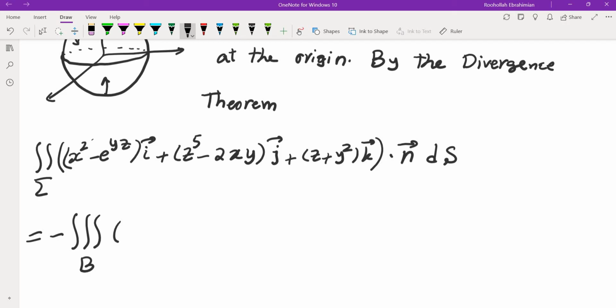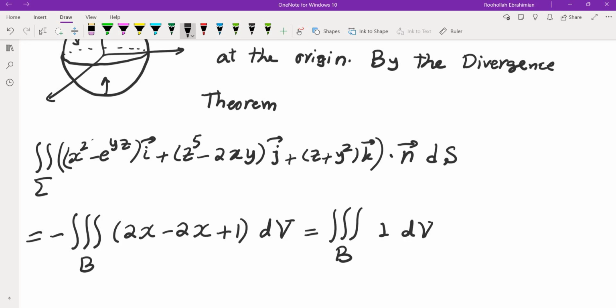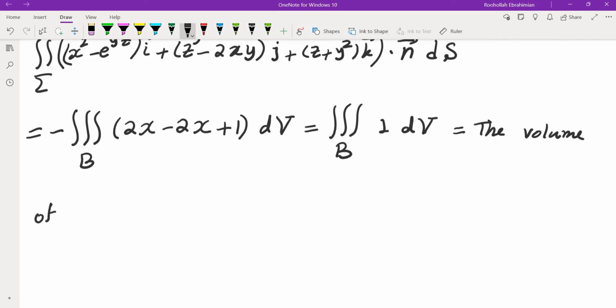So we'll have to take the derivative of the first component with respect to x. That would be 2x. The derivative of the second component with respect to y would be minus 2x. And the derivative of the third component with respect to z is 1. And this is going to be the triple integral over B of 1 dV, which is the volume of B. So what is the volume of a sphere? It is 4/3 pi r cubed, and this would be 32 pi over 3.